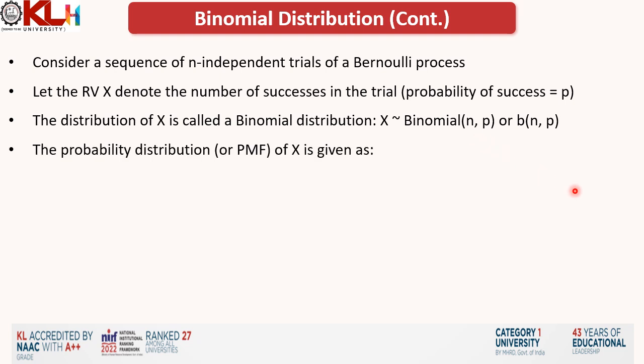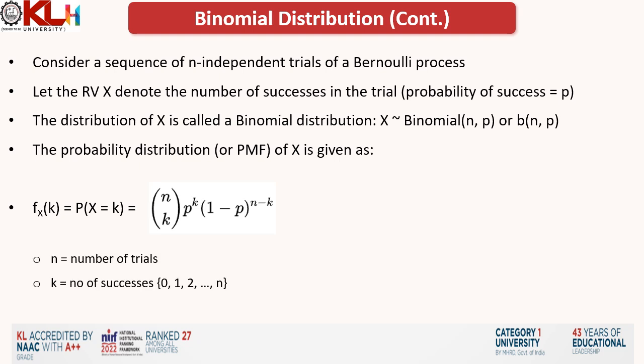The probability distribution of X is given as f_X(k), the probability of the random variable X taking a value k, is equal to n choose k times p to the power k times (1 minus p) to the power n minus k. So this is the probability distribution, or probability mass function, for the random variable X, where n is the number of trials and k is the number of successes in those n trials, which can vary from 0, 1, 2 and so on up to n.